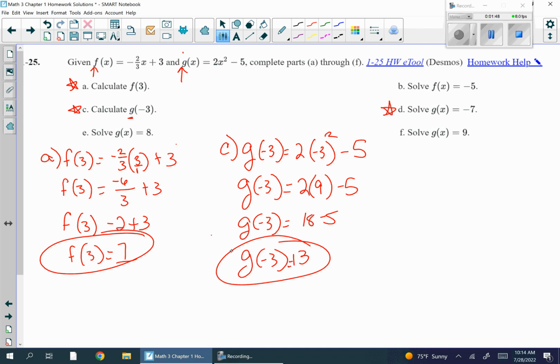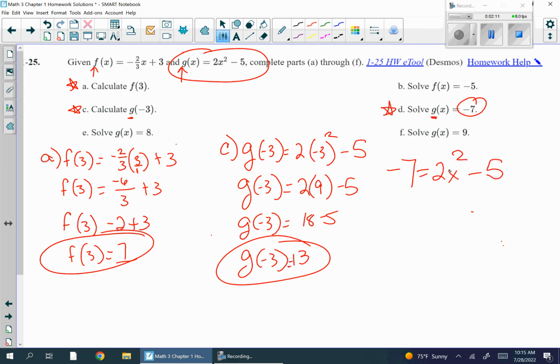Okay, D. All right, D says to use the g of x function, so that's him, and solve g of x equals negative 7. Now, notice it says you're looking for x. X is the unknown. So negative 7 becomes the g of x. This sometimes gives students a little bit of trouble. So negative 7 equals 2x squared minus 5.